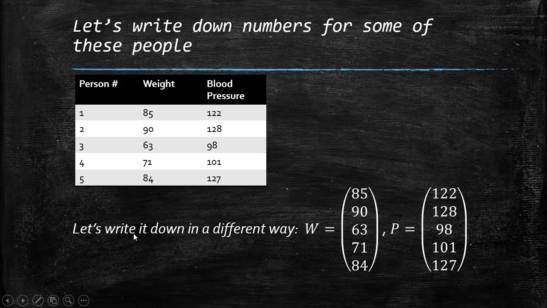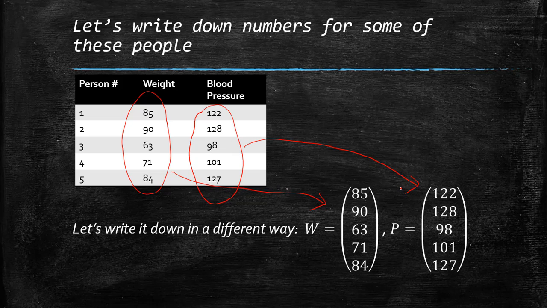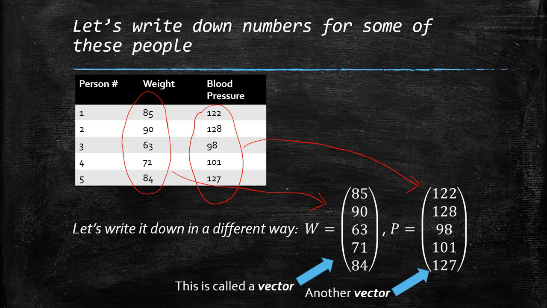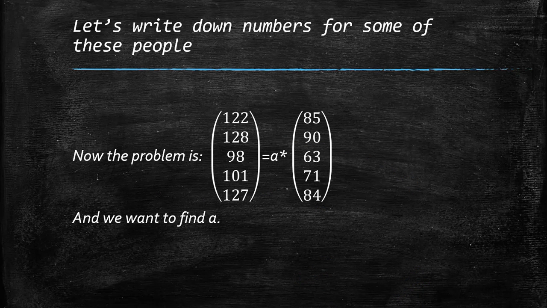Okay, so how did we get W? This is just this list. We wrote it like this. And this list, the blood pressure, is this one. Now, W is called a vector, and P is just another vector. Now the problem is, this vector, which we called P, is equal to A times this vector, which we call W. And the problem in linear regression is how to find A.